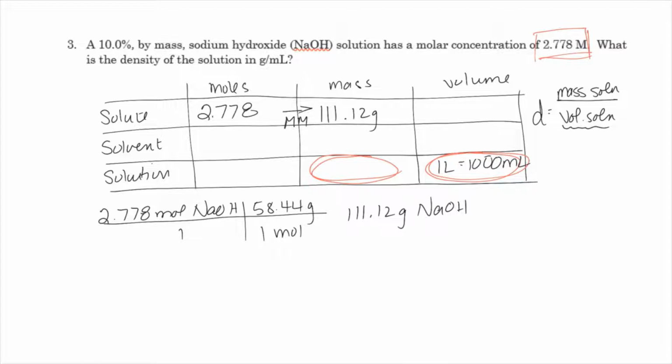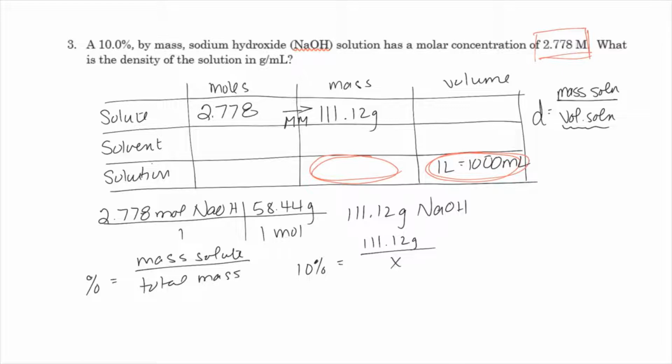Now from here, I need to get to mass of the solution. And this is where I'm going to use the other information that's given as a conversion factor. If I know my mass percent, remember my mass percent is going to be mass of solute per total mass of solution. So I do know my mass percent, that's 10%. I do know my mass of the solute, it's 111.12 grams. Now I can get my total mass.